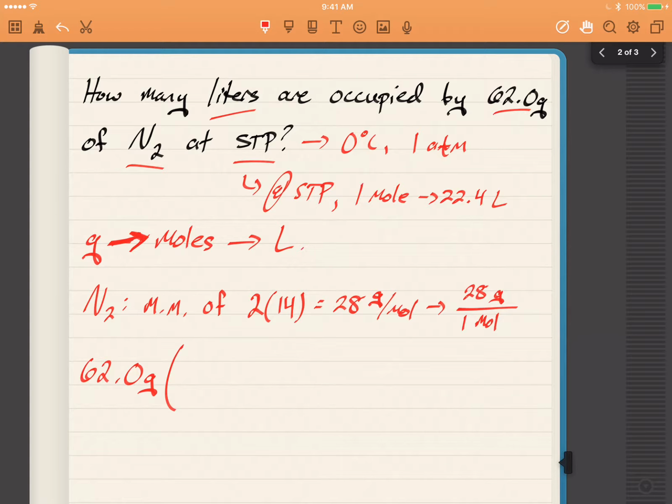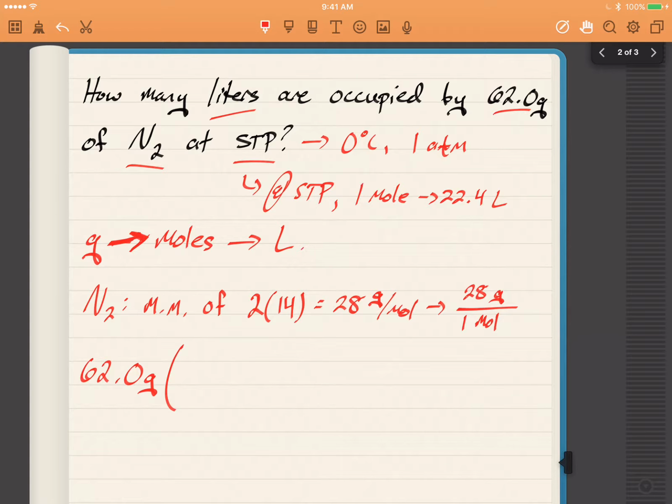Well, I've done the first step. I've gone from grams to moles. Now I want to go from moles into liters. Proceeding with the same calculation, I can use another conversion factor. I'm in moles, and let me see. Oh, 1 mole is 22.4 liters. So same thing, right? I can either put mole on the top and 22.4 liters on the bottom, or I could do it the other way around.